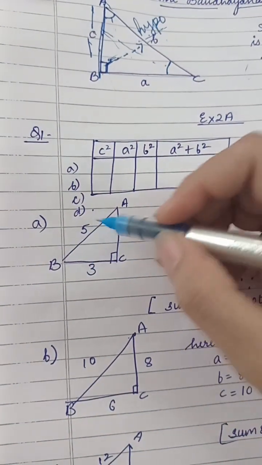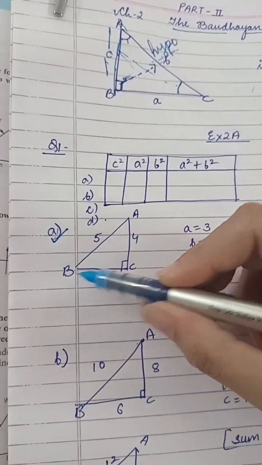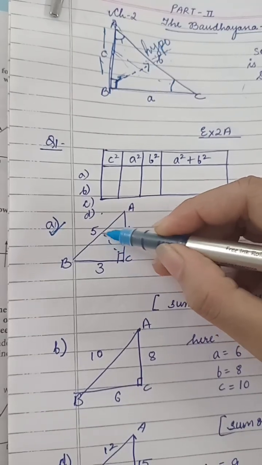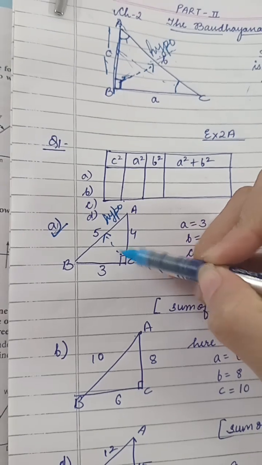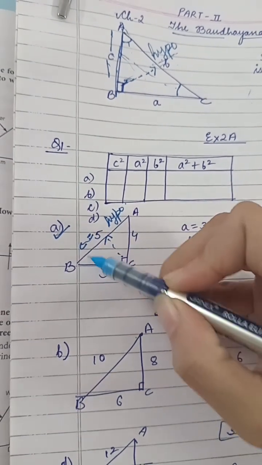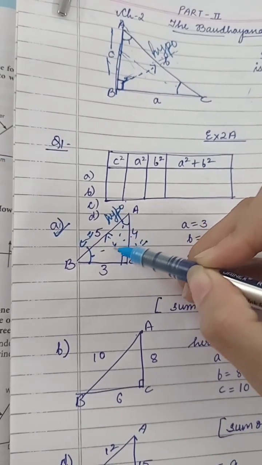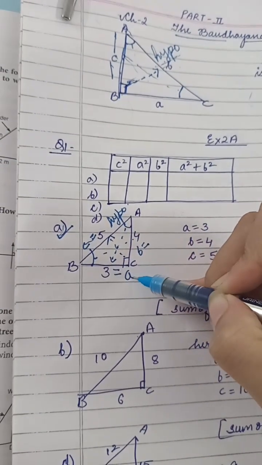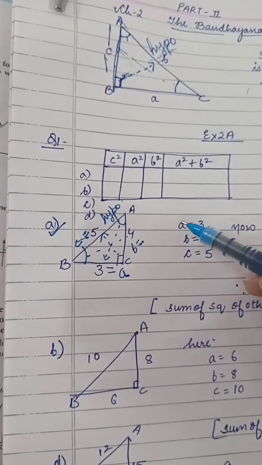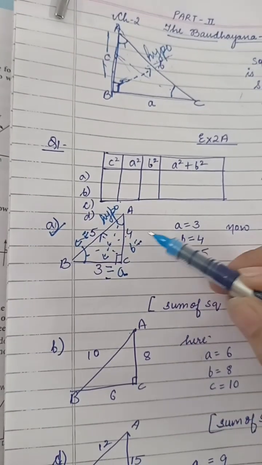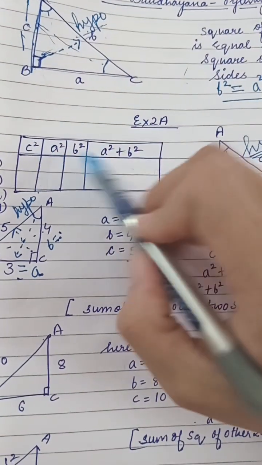Now come to it. In first part, this is the triangle they have given you. What will be opposite to C? Hypotenuse, correct? And it is the value of C. Opposite to B will be the value of B. Opposite to A will be the value of A. So we got small a, small b and small c, all these three. We have written A equals 3, B equals 4, C equals 5. Got it? Now what you have to find in this table?